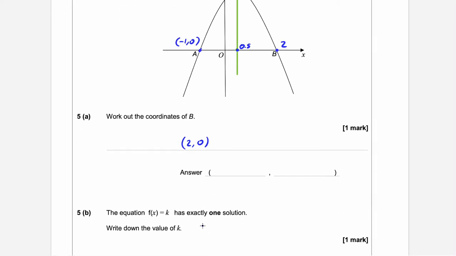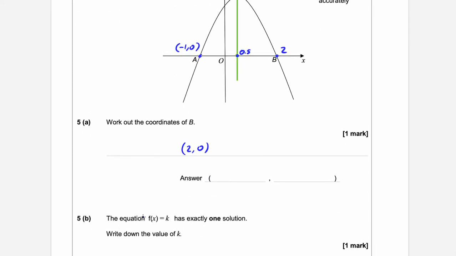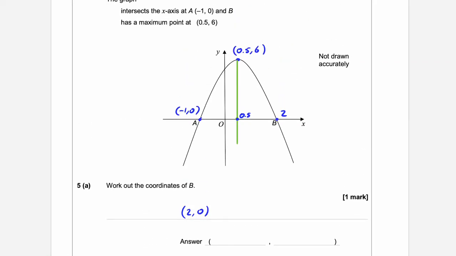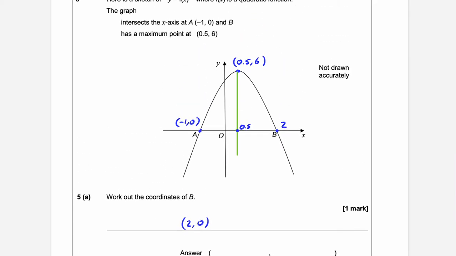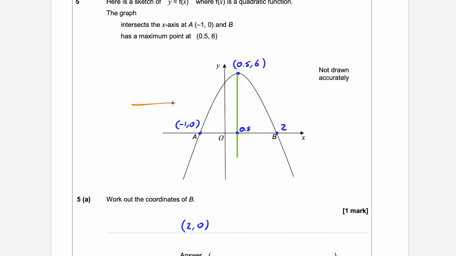And then part b, the equation f of x equals k has exactly one solution. Write down the value of k. Okay, so guys, the way you solve these equations equals k is you get a line, a y equals k line, and you draw it straight across. And if it cuts the graph in 2 places, it has 2 solutions. These are the 2 solutions. It has 2 solutions here. If you drew it across here, it would have no solutions because it doesn't intersect with the graph.